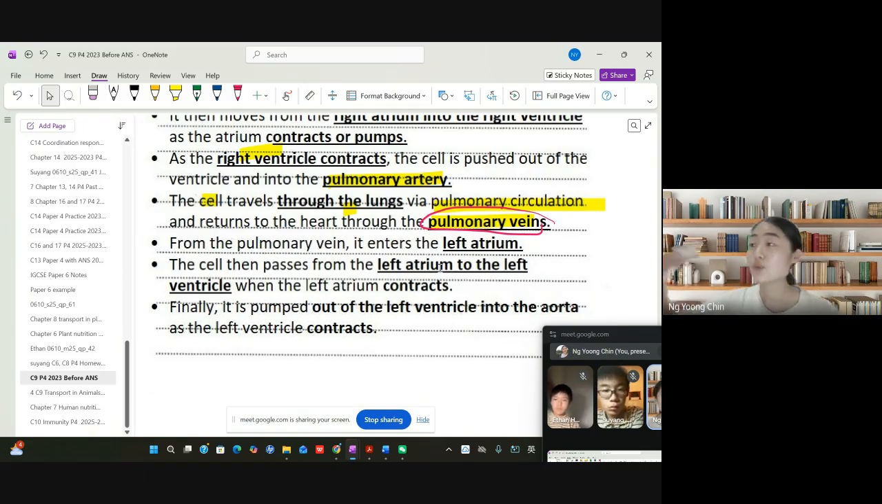the answer should be the pulmonary veins, not the aorta. Because the aorta still needs to receive blood from the left ventricle, and the left ventricle receives blood from the left atrium, and the left atrium just receives blood from the pulmonary vein. So even though the pulmonary veins have the name of vein, they contain the highest percentage of oxygen. So from the pulmonary veins, it enters the left atrium and then passes from the left atrium to the left ventricle. How many marks?